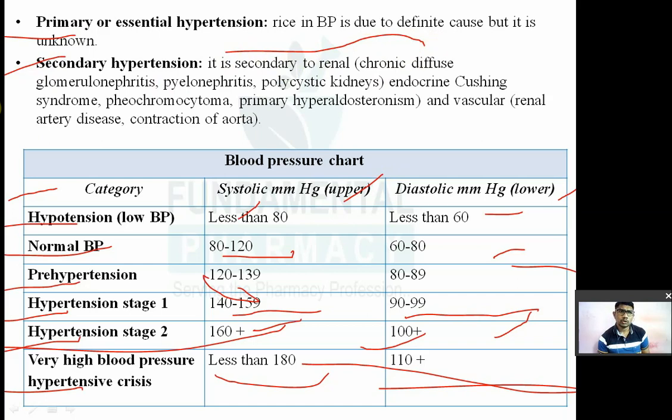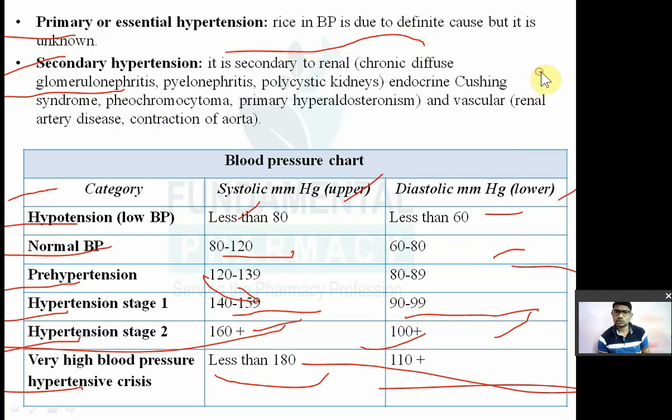If there is an infection of the glomerulus, that is glomerulonephritis. Then pyelonephritis, and polycystic kidneys. So it is a secondary cause due to the kidney.